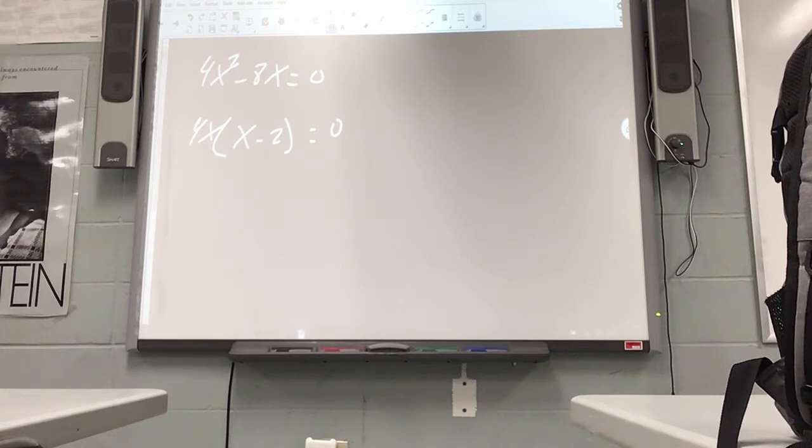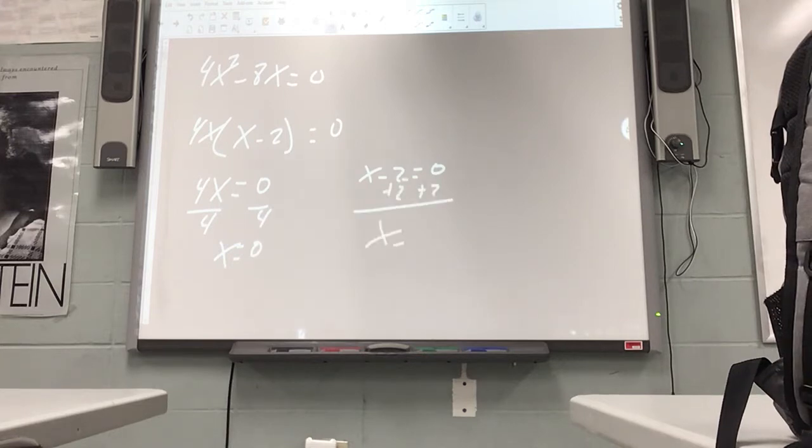No. So set both of your factors equal to 0 and solve. If 4x equals 0, what do you do to solve that? What do you do to get rid of the 4? Divide by 4. Good, it's being multiplied, so we divide. So we got x equals 0 again. x minus 2 equals 0. What are you going to do to solve that? Add your 2. So there's your 2 answers.